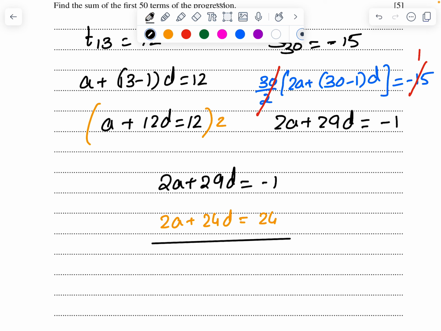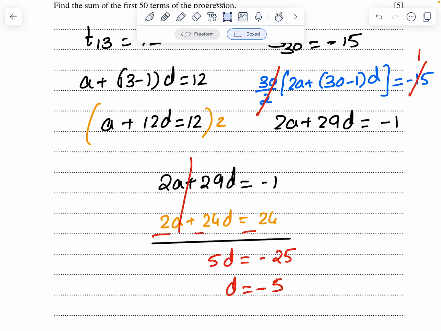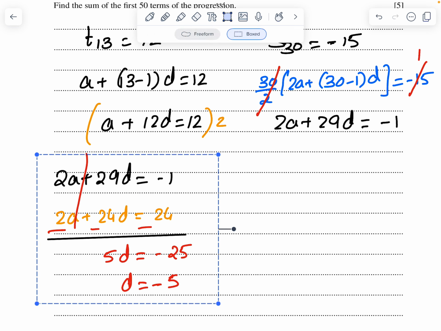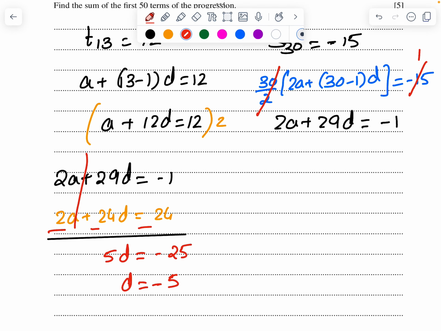So 2a plus 24d equals 24. Now subtract these two equations. 5d equals negative 25. So d equals negative 5. So I got the value of d as negative 5. Now plug in this value of d in this equation. a plus 12 times negative 5 equals 12. a minus 60 equals 12. a equals 72.